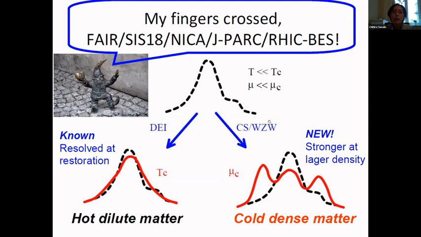And if your system is cold enough and dense enough, then you see such a drastic modification in the structure of the vector spectral function at chiral symmetry restoration. I'm going to show you that this modification becomes maximal when the chiral symmetry gets restored. And if you have no chiral symmetry at all in your system, then you do not see such a drastic modification.